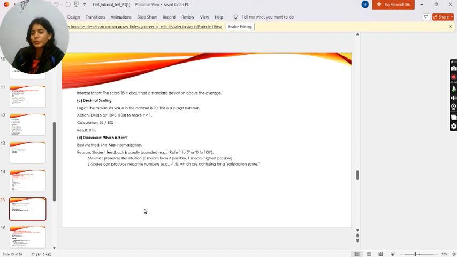Discussion: what is best? The best method is min-max normalization. Reason: student feedback is usually bounded, that is rated 1 to 5 or 0 to 100. Min-max preserves this intuition: 0 means lowest possible, 1 means highest possible. Z-score can produce negative numbers, that is minus 1.5, which are confusing for a satisfaction score.